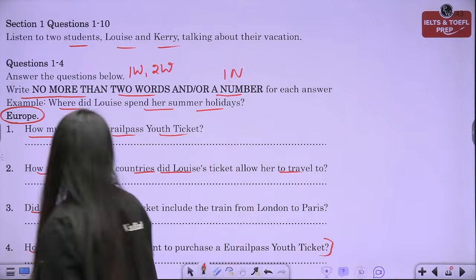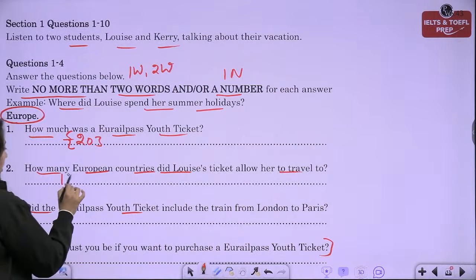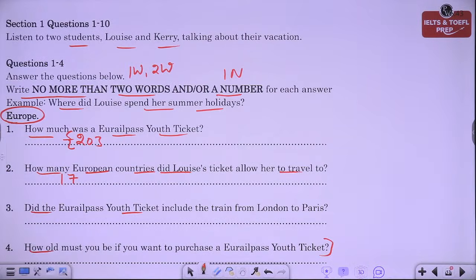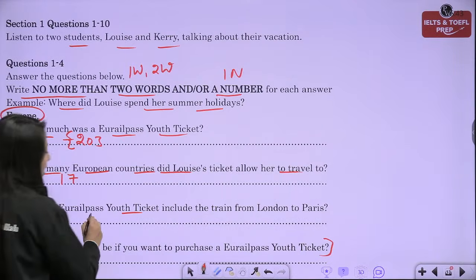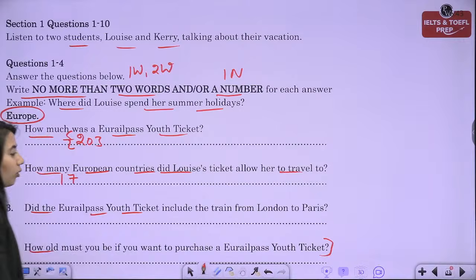Now see, how many European countries? So 17 will be the correct answer for this one, and yes, I have got the correct answer as well from Bhavya. So good job, Bhavya. Let's move ahead. So did the Eurail Pass ticket include the train from London to Paris?